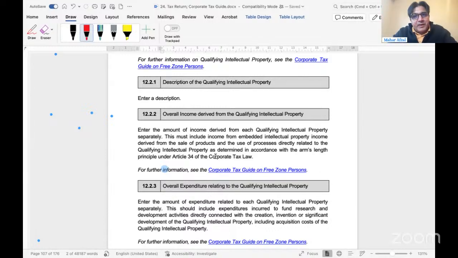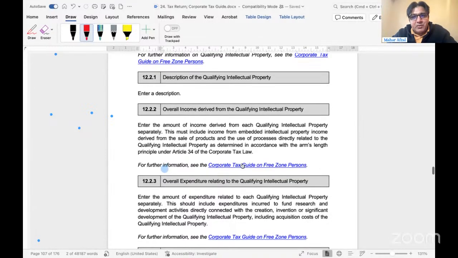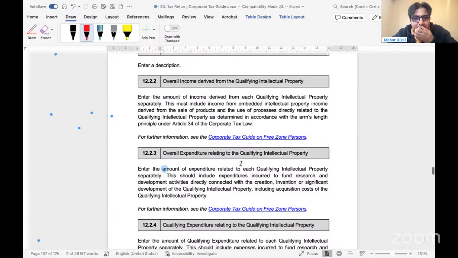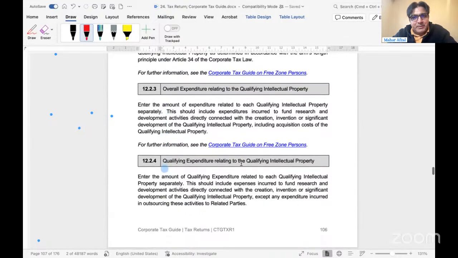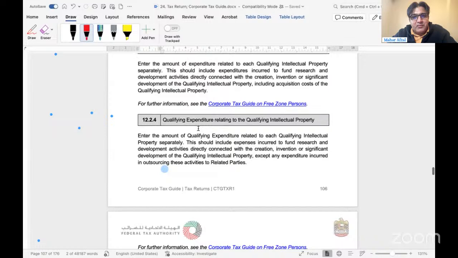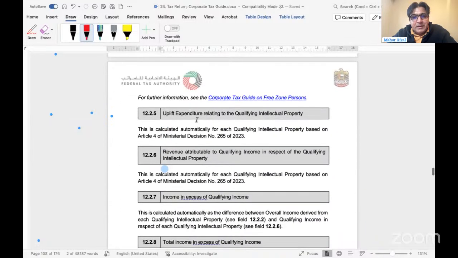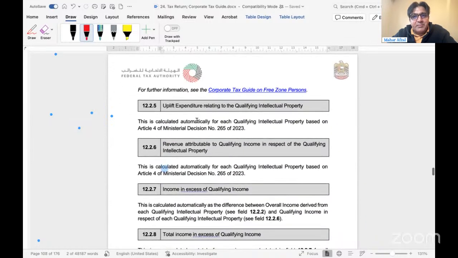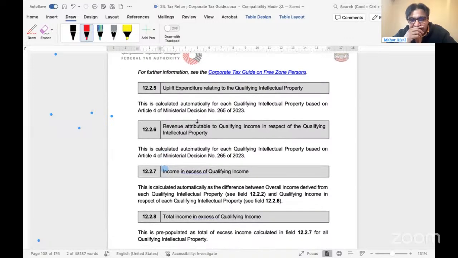So, the qualifying description of the qualifying intellectual property, overall income derived from the qualifying intellectual property, overall expenditure, qualifying expenditures, uplift expenditure. You can go maximum 30%, 1.3 of the total expenditures. You can uplift it.